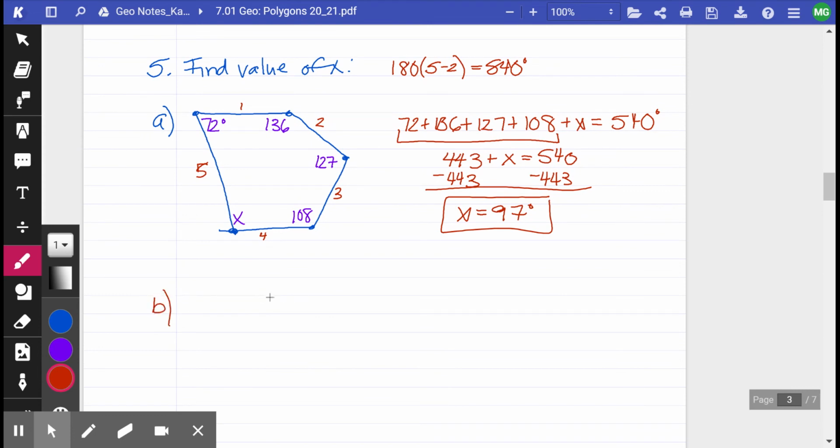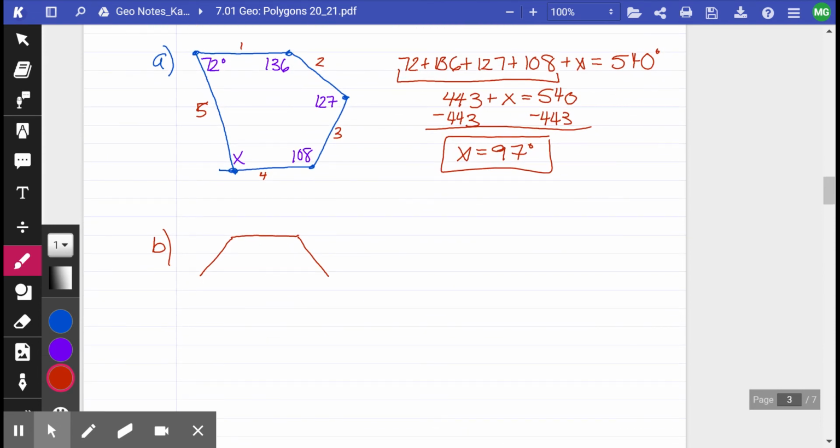Okay, let's do number 3. Okay, so this is 1, 2, 3, 4, 5, 6, 7, 8. So we have an octagon here. Again, not drawn to scale. And I'm going to give you that all of these sides are congruent and all of these angles are congruent. And I want you to find x, which would be the measure of this angle right here.